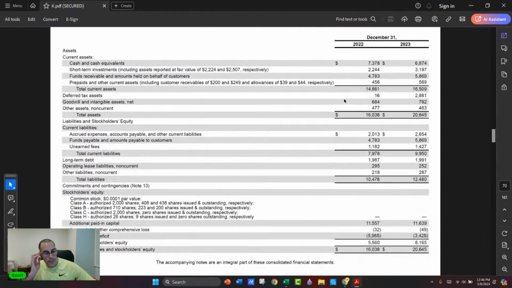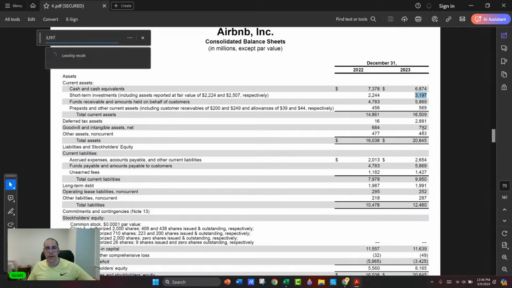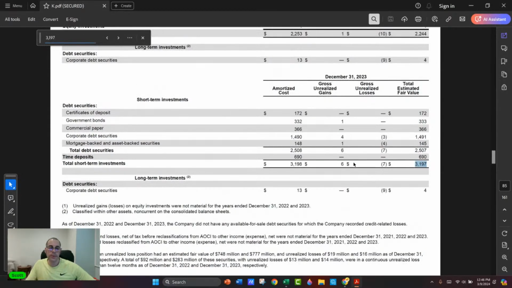But this is what I did a lot. Even when I started the channel, I know what cash is, short-term investments, and you should search it. I know you probably know what it is, but you should actually look at the number. You see there 3.2 billion. You search for that number, and then you see what it really is. This is going to give you a lot more information. And you see it's CDs, government bonds, commercial paper, corporate debt, mortgage-backed securities. So now you really know what it is.